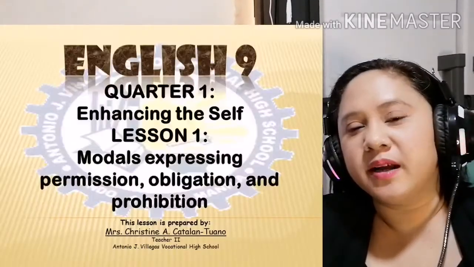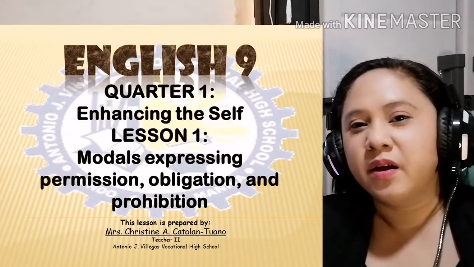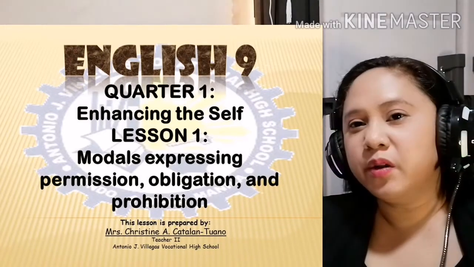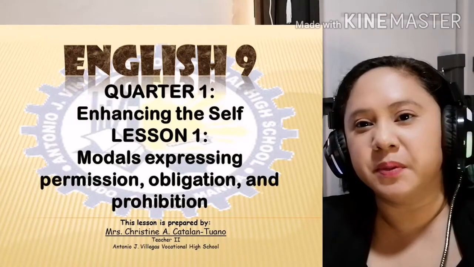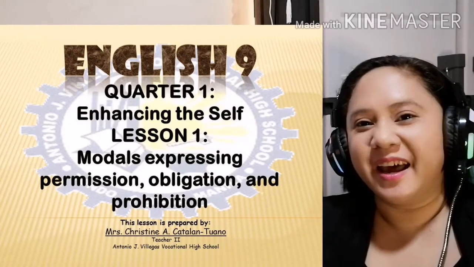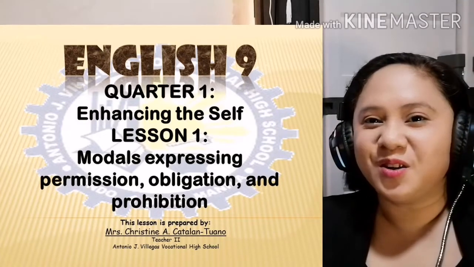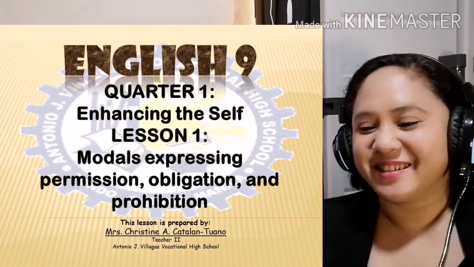English 9 Quarter 1 has the theme Enhancing the Self. And for Lesson 1, we're going to focus on modals expressing permission, obligation, and prohibition, or as I call them, the POP modals.